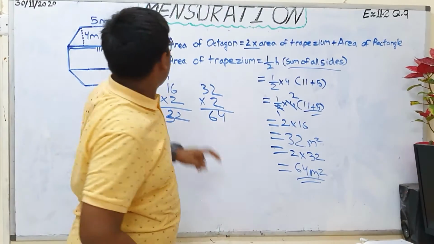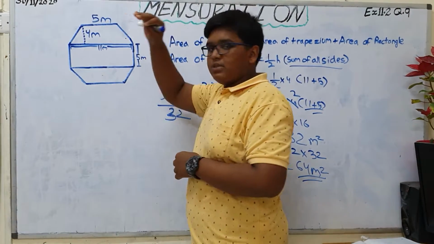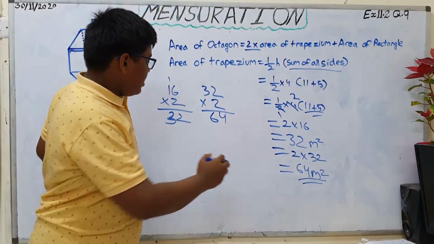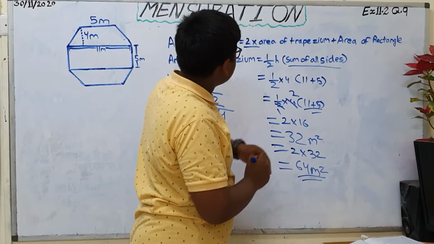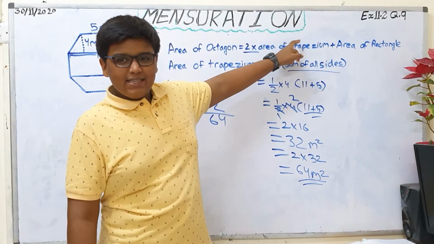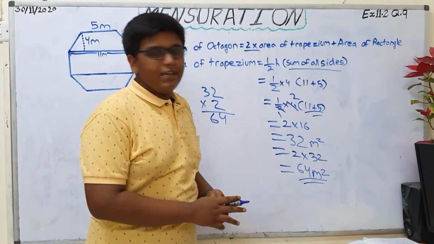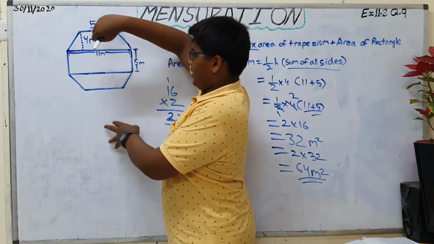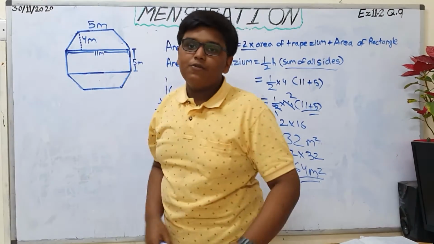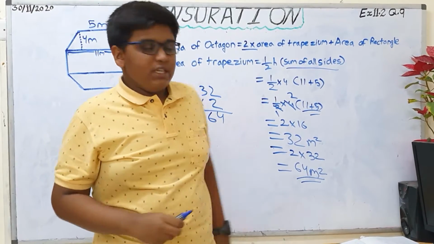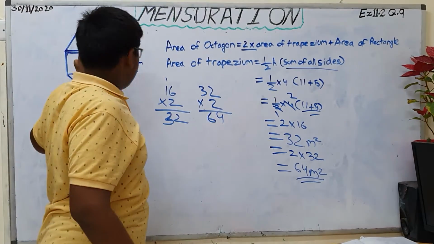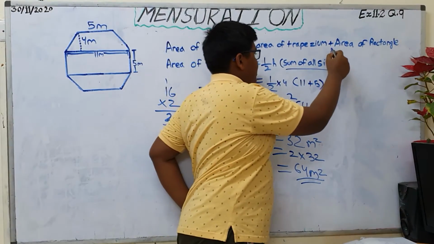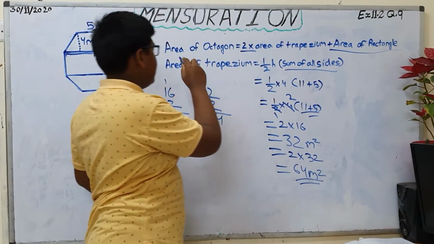Now we have found the area of both trapeziums, the upper trapezium and the lower trapezium. Now what was the area? The area was 64 meters square. So we have found the area of 64 meters square. Now we have found the area of these two trapeziums, the first trapezium and the second trapezium. Now what we have to do is find the area of the rectangle. As I mentioned previously, we have to get this area of the rectangle for finding the area of the octagon.